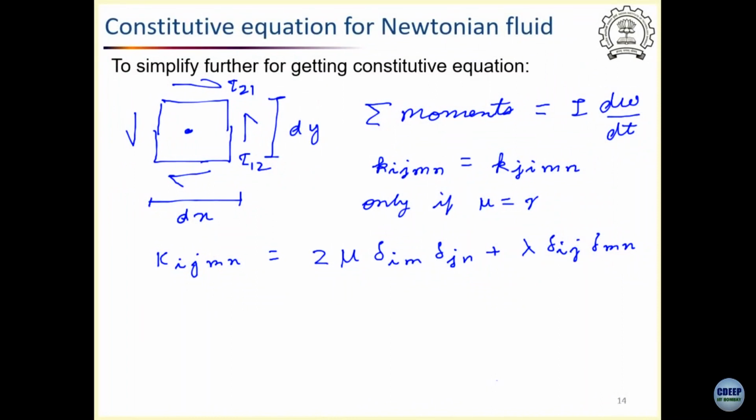Now what I have to do is to write the constitutive equation finally, right? What was that equation? Sigma_ij equals this expression with delta_im delta_jn, because sigma_ij is K_ijmn S_mn, right? So this.